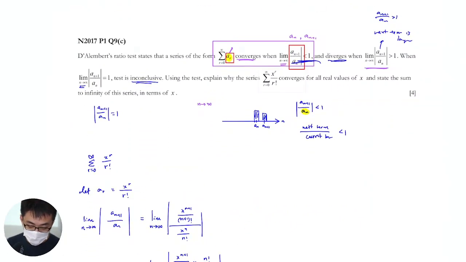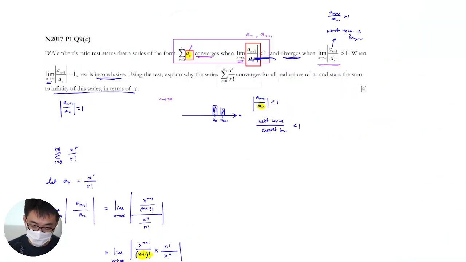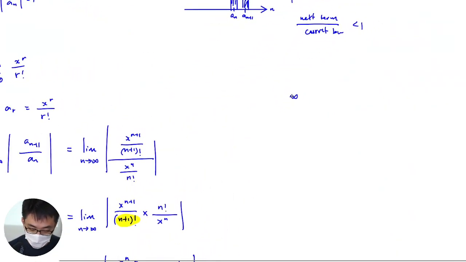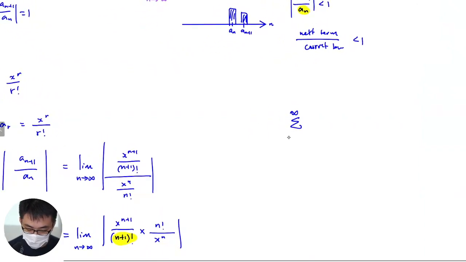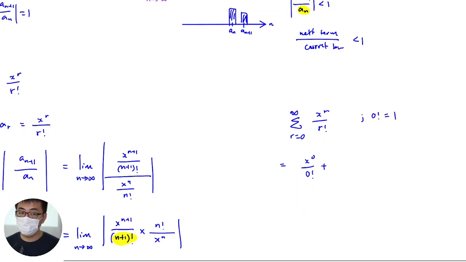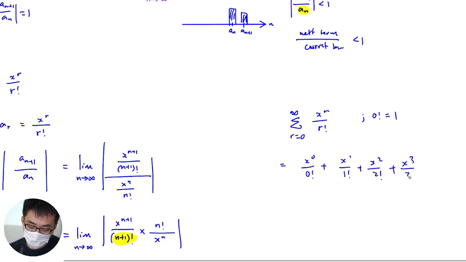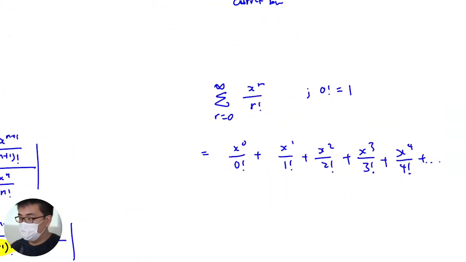The last one: state the sum to infinity of the series in terms of x. So what you do is you just write this down. If you can't see it in sigma notation, always expand it. So you just slowly do it. This is x^0 over 0 factorial, R is 0. 0 factorial is 1. I think you already encountered this. You know that 0 factorial is 1. So this is 1 plus x^1 over 1 factorial plus x^2 over 2 factorial plus x^3 over 3 factorial plus x^4 over 4 factorial and beyond.